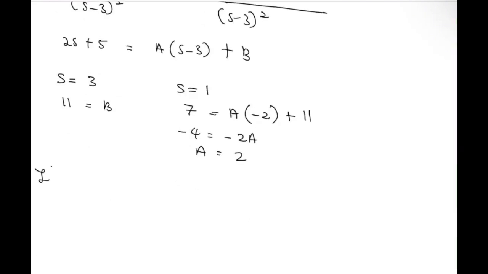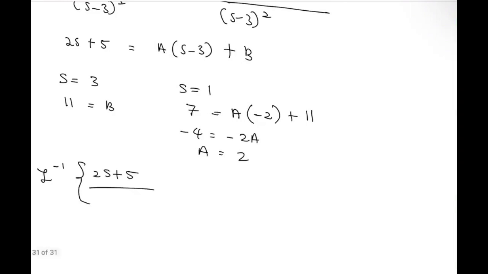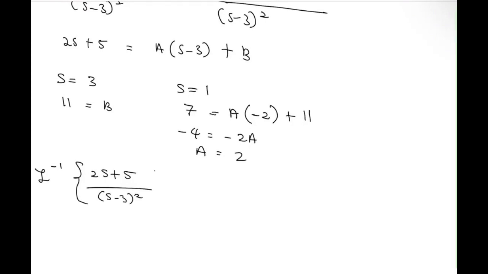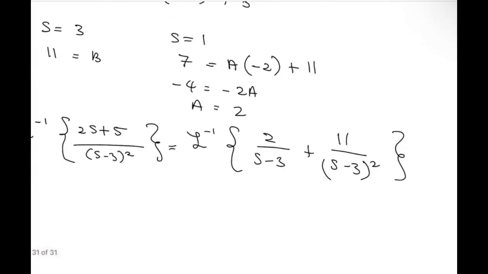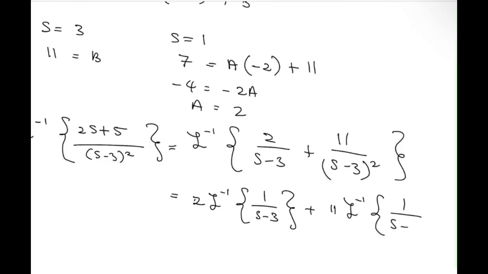Hence the Laplace transform of (2s plus 5) over (s minus 3) squared is equal to the Laplace transform of, substituting a equal to 2, 2 over (s minus 3), plus, b is 11, 11 over (s minus 3) squared. 2 is a constant, so we can put it outside, so here will be 1 over (s minus 3). 11 is also a constant, we can put it outside, so we have 1 over (s minus 3) squared.